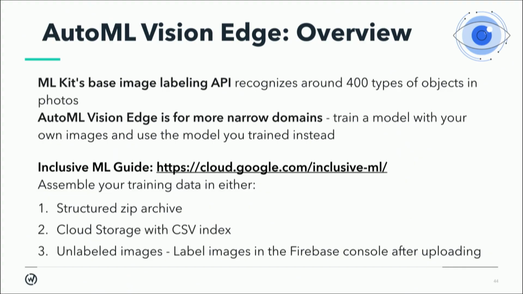So how can you supply your custom training data to AutoML Vision Edge? So that could be in a structured zip archive with the images. It could be uploaded to cloud storage. It can have a CSV index. Or it can just be unlabeled images, and then you would label them manually in Firebase console.